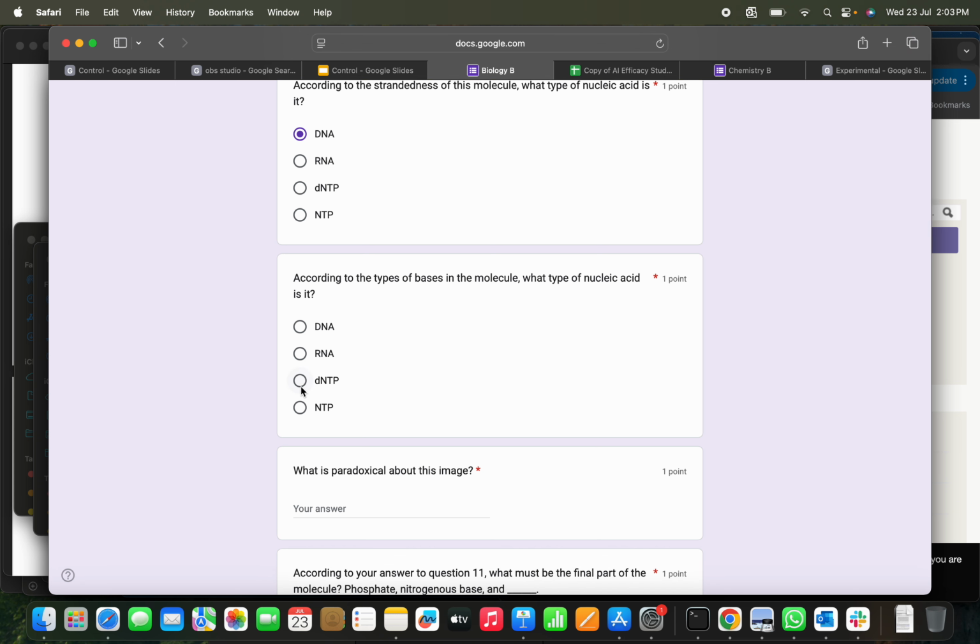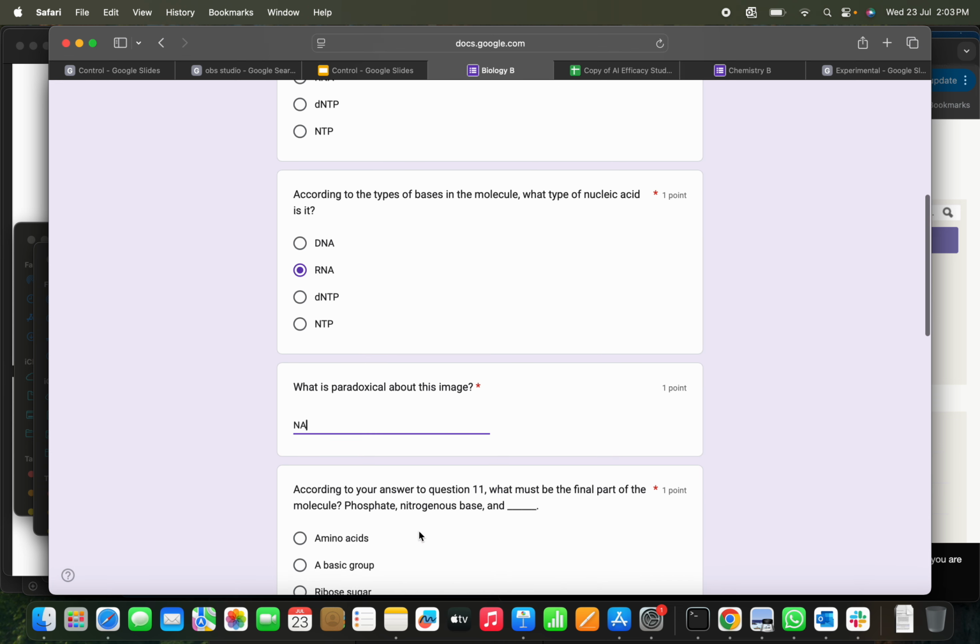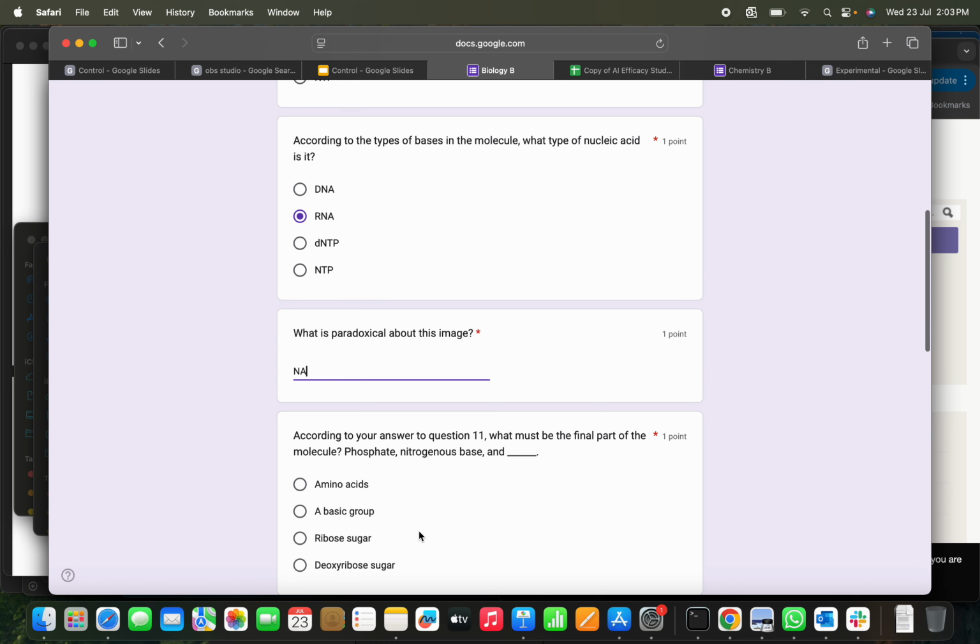I have no idea what the strandedness means, what the base means, but I'll go with it. I don't even know what this dNTP or NTP means, so I'll just guess. And this is paradoxical about this image. I don't even understand this image.